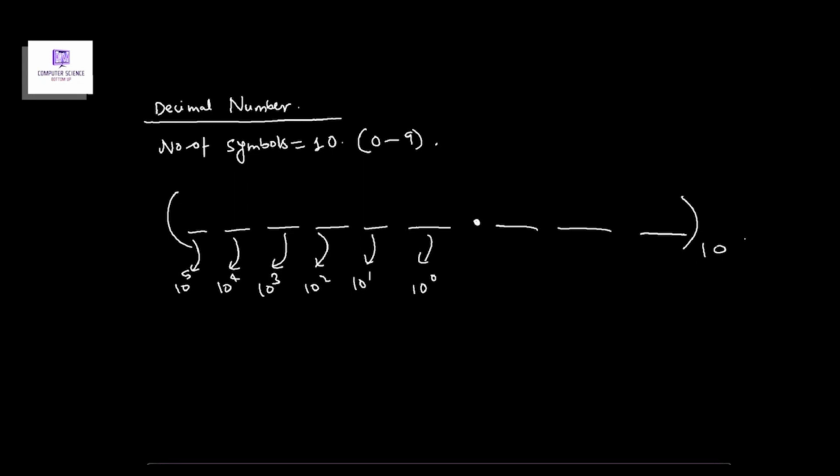Similarly, on the left side of the dot you have the integer part, and on the right side of this dot you have the fractional part. The weightage at the fractional part is 10 to the power minus 1, 10 to the power minus 2, 10 to the power minus 3.